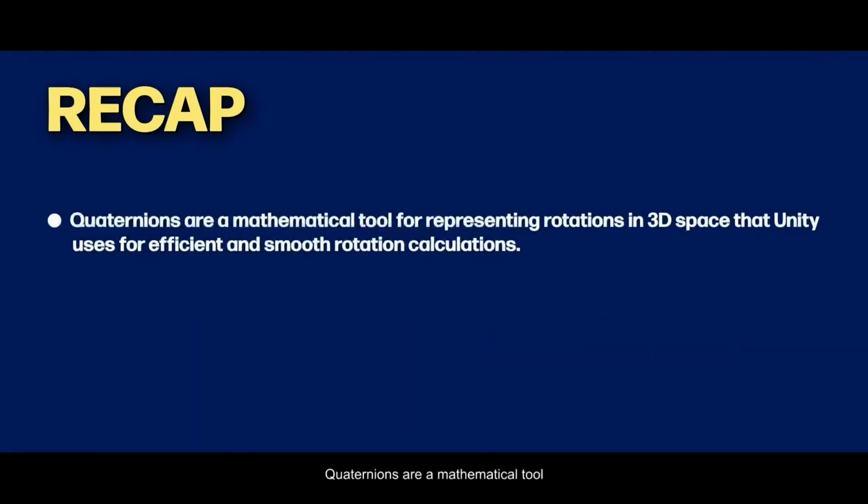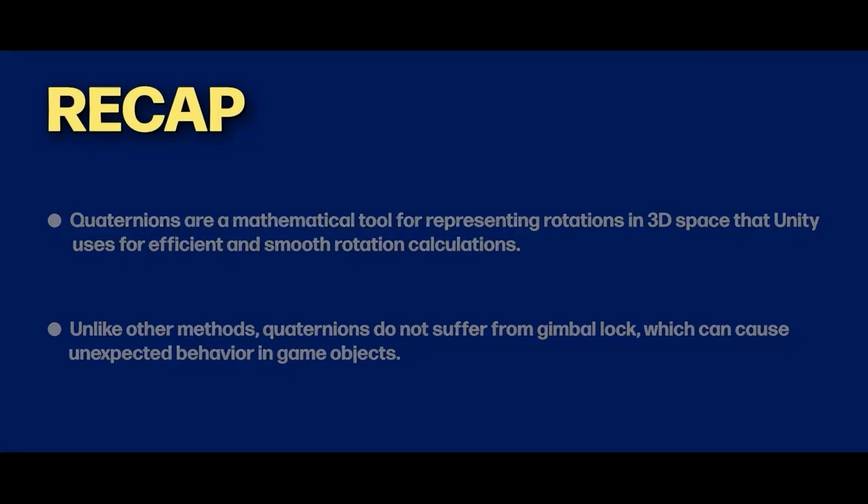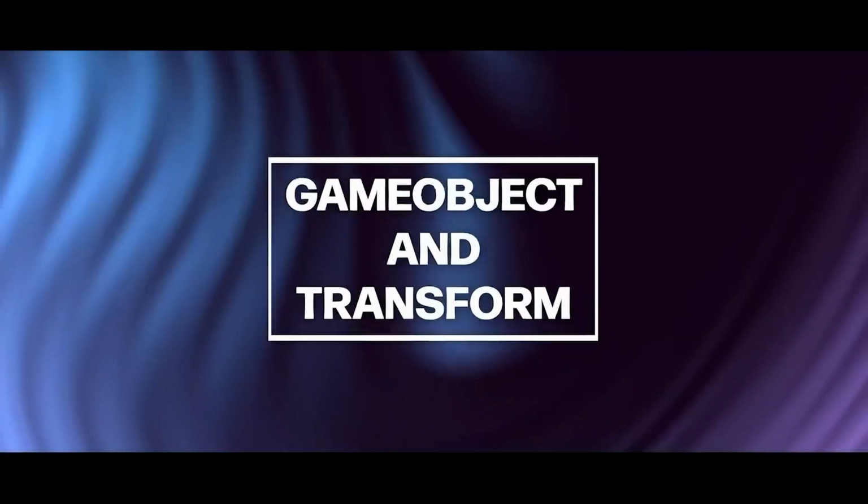Quaternions are a mathematical tool for representing rotations in 3D space that Unity uses for efficient and smooth rotation calculations. Unlike other methods, quaternions do not suffer from gimbal lock, which can cause unexpected behavior in game objects. Now let's move on to discuss game objects and transform.